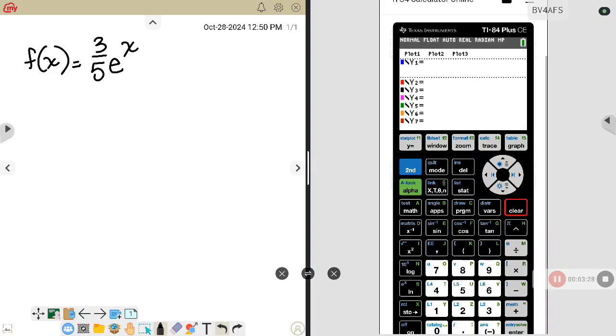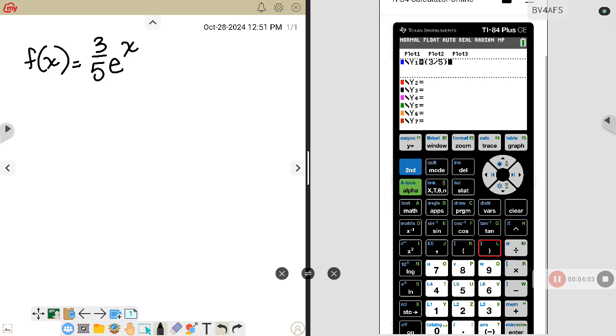All right, let's look at this next example. We have f of x equals 3/5 e to the x power. This e is not a normal variable, it stands for Euler's number, and it is approximately equal to 2.71828. You actually have a button for this on your calculator. So let's type that fraction in first in our y equals.